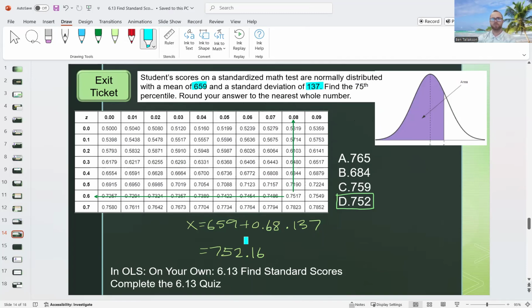The z-score, let's see. Find the 75th percentile. So you're looking in your table for the 75th percentile in order to find that z-score. If you look around, you'll see right here is 0.74, and then as soon as you hit 0.75, that would be the closest to 75%. Work your way out to get the z-score. Now you can plug it in and find the raw score, rounding it to the nearest whole number of 752.